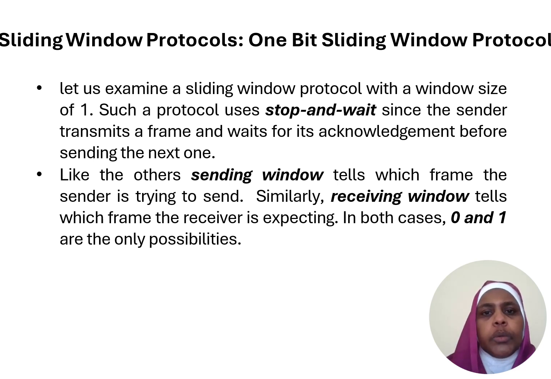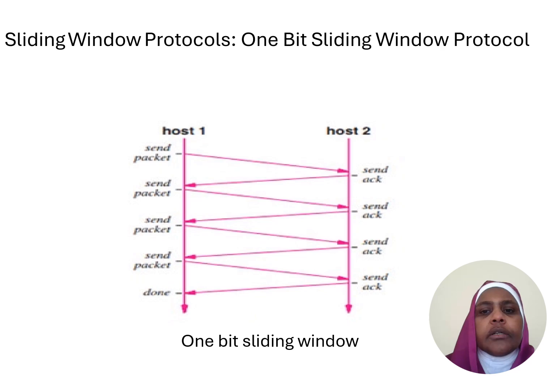In this protocol, we will use stop and wait, since the sender will wait for the acknowledgement before sending the next frame. The sequence numbers here can only be 0 or 1, since it's 1-bit only. The sending window will tell which frame to be sent, that's to say 0 or 1, and the receiving window will tell which frame to be received, that's to say 0 or 1. As you can see here, the sender will send a frame, the receiver will send an acknowledgement, another frame will be sent, another acknowledgement will be sent, and so forth.